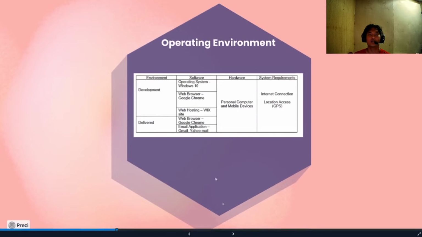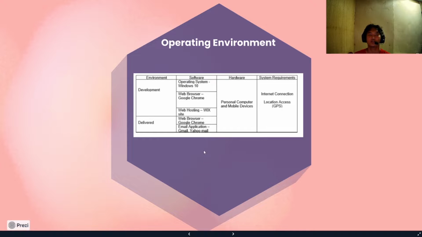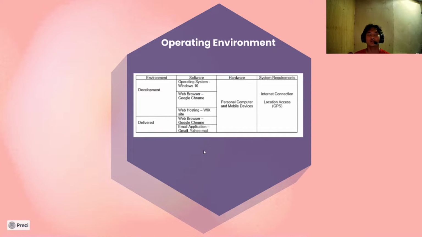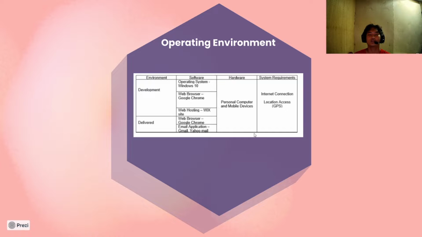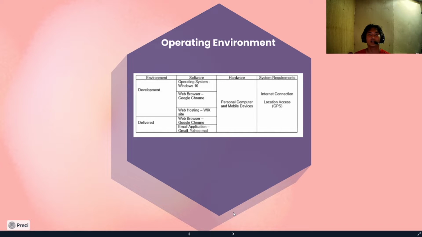Next is operating environment. For the development environment, we will use Windows 10, Google Chrome, and also the Wix site. For the delivered product, we also use a web browser, which is Google Chrome, and email applications such as Gmail and Yahoo Mail. For both environments, the hardware and system requirements are the same, which are personal computer and mobile devices, and we also need an internet connection and GPS, which is location access.